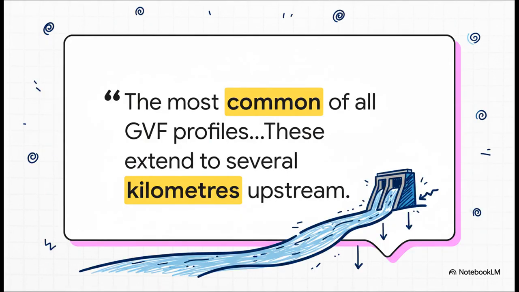And we are not talking about a small little bump in the water here. The M1 profile can stretch for kilometers upstream. It's this massive, slow-motion adjustment that the river makes before it can finally settle back into its normal depth.